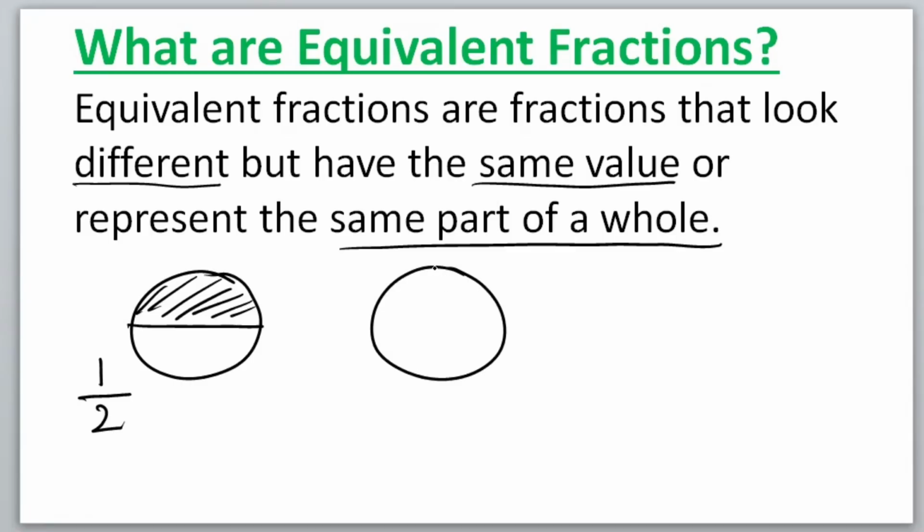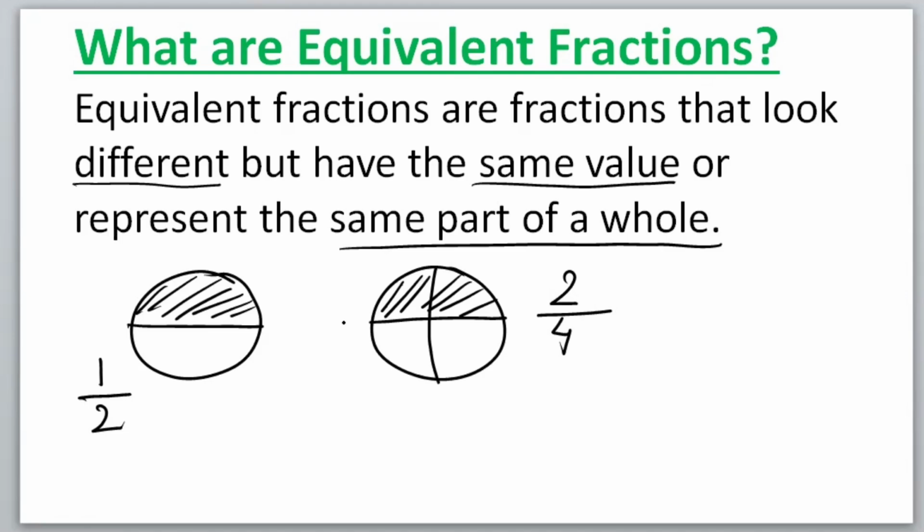And the other pizza you have divided into 4 equal parts. Out of the 4 equal parts, you have eaten 2 parts of that pizza. So what will be the fraction of this one? It will be 2/4. 2 because you have eaten 2 parts, and 4 because you have divided this pizza into 4 equal parts.